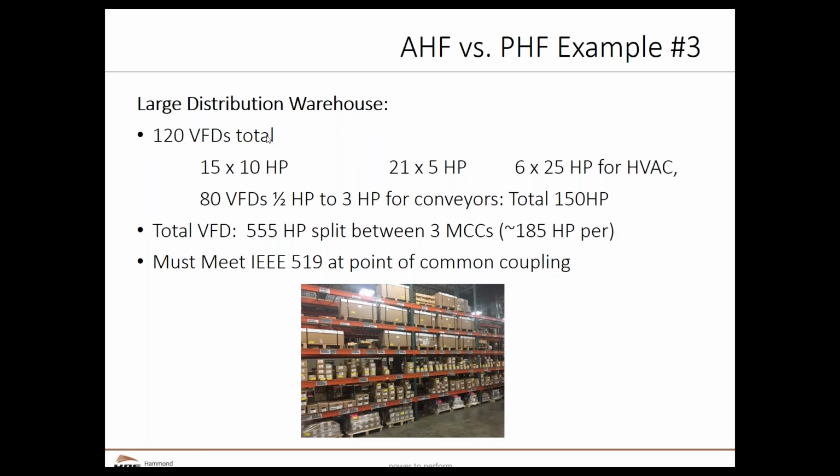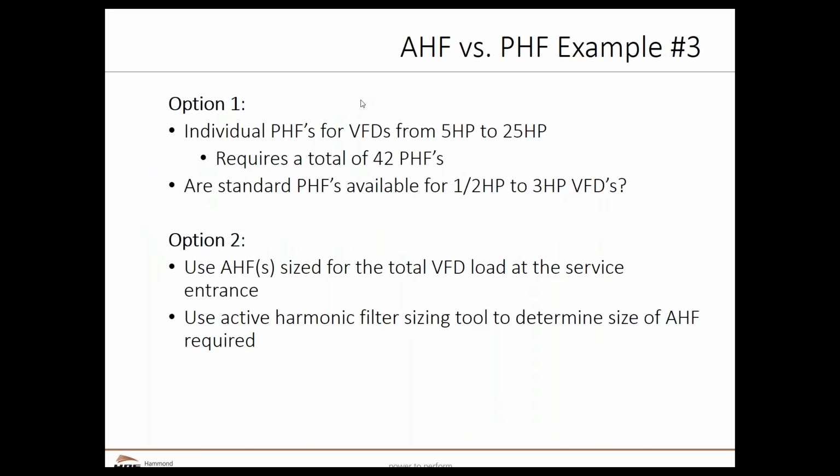IEEE 519 recommendations need to be met. So the first option we could use is to have separate passive harmonic filters for each of the VFDs in the 5 horsepower to 25 horsepower range. This would mean 42 passive harmonic filters. And in a lot of cases, passive harmonic filters are not readily available for loads under 5 horsepower. So these VFDs would not be filtered. Either that or some of the VFDs would have to be lumped together on a single filter.